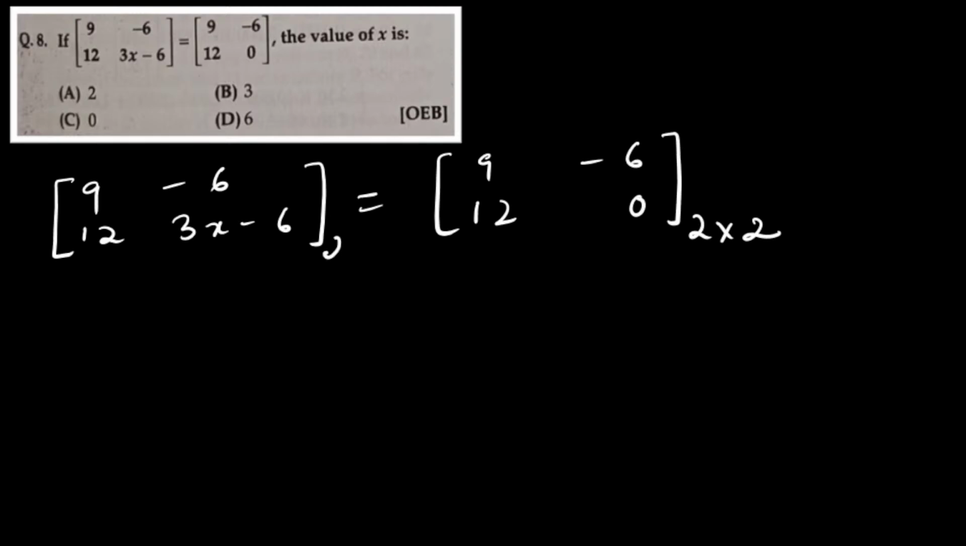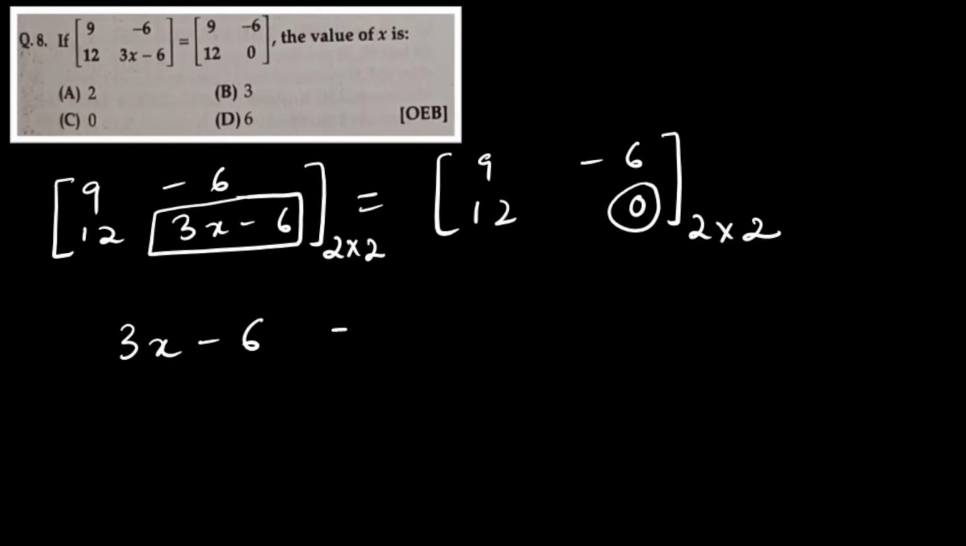The order of this matrix is 2 by 2, and for this also 2 by 2. 2 rows, 2 columns. Horizontal are rows, vertical are columns. So in this case, corresponding elements we can equate. Because we have to find the value of x, 3x minus 6 is in this element, the second element of the second row, and this is equal to 0. This element should be equated with this element only whenever we are equating two matrices.